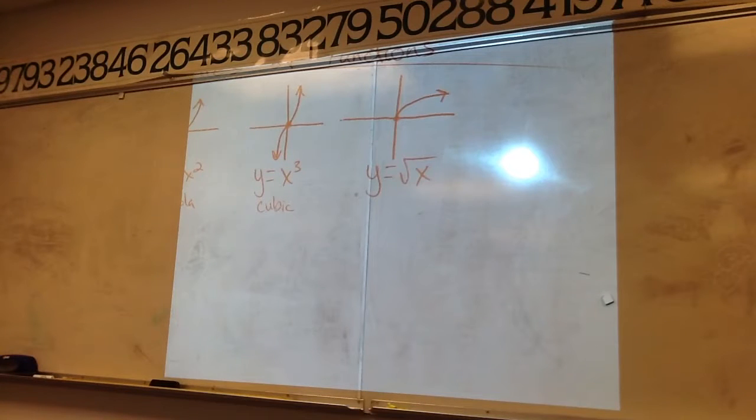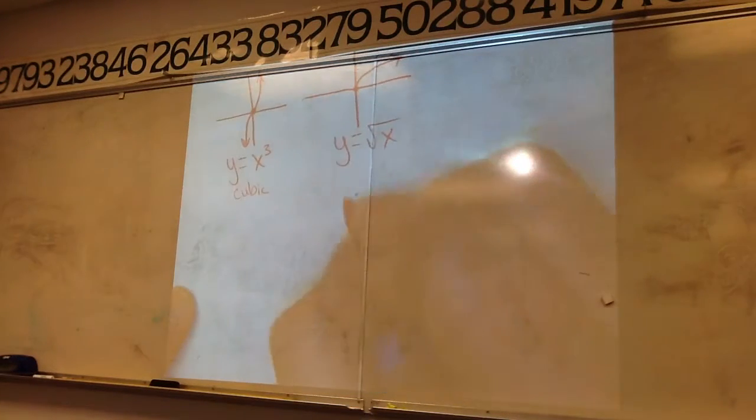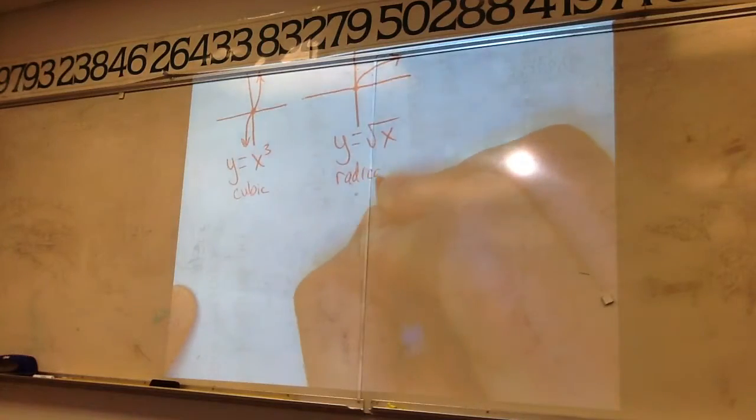Ooh, this one has one. A radical function contains a radical expression with the independent variable in the radicand. Well, they just call it a radical function. It doesn't really have a name. We'll just call it radical. It's pretty awesome.